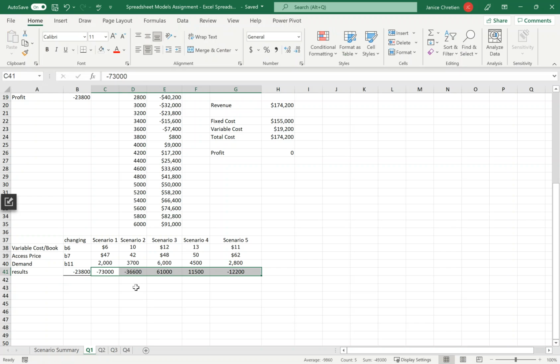My highest profit is 61,000. So that was scenario 3. And then it wants to know which yields the lowest profit. And my lowest is going to be, looks like scenario 1 at negative 73,000. So you'll make sure to put in a negative if your value is negative. And that concludes question number 1.